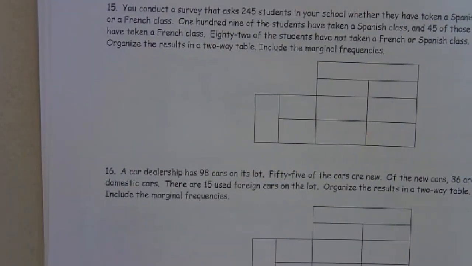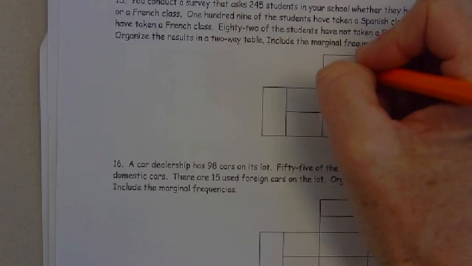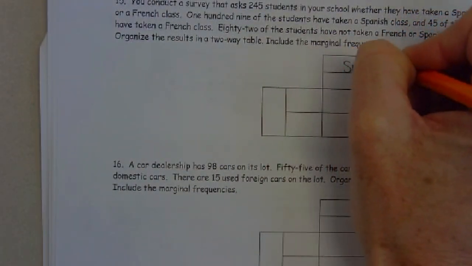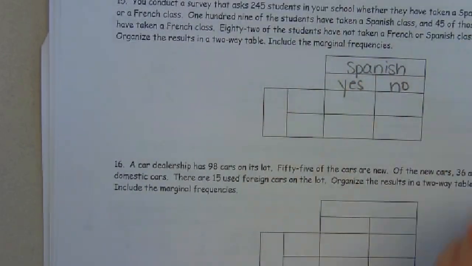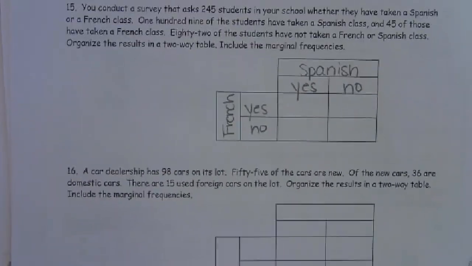If you flip your page over here, we're going to take a look, and we're going to put all of these values in together so we're all the same. So if you guys can fill this in on your homework with me, then our tables will all look the same. So I'm going to try and help you as much as I can. So up here, I would like you to write the word Spanish, yes and no. Along the side, I would like you to write the word French, yes and no.